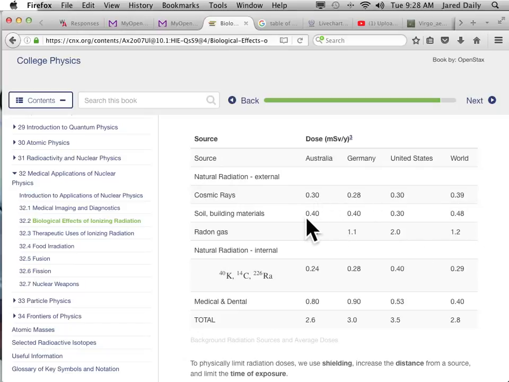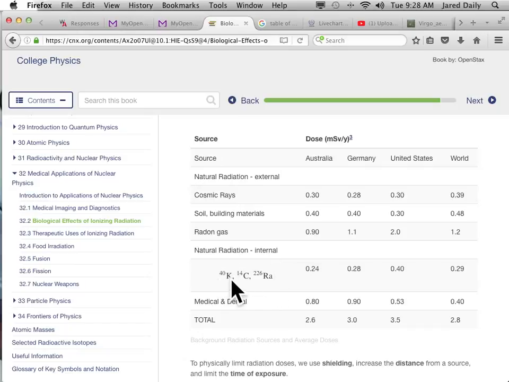Soil and building materials are about the same as the cosmic background radiation. Radon gas can be up to, and this is in millisieverts, by the way, 1 millisievert, so a hundredth of a high dose, not that big a deal.